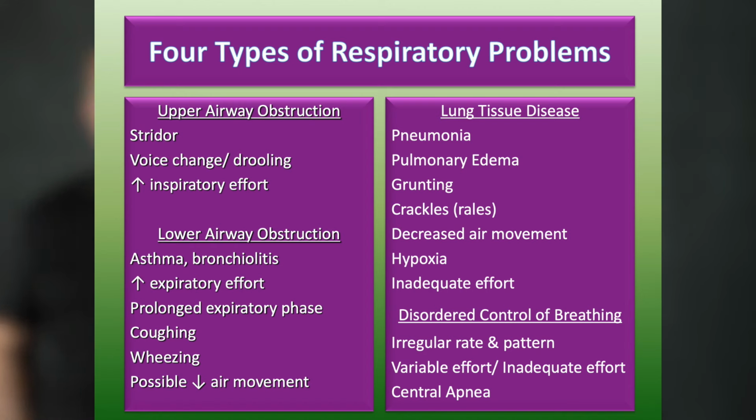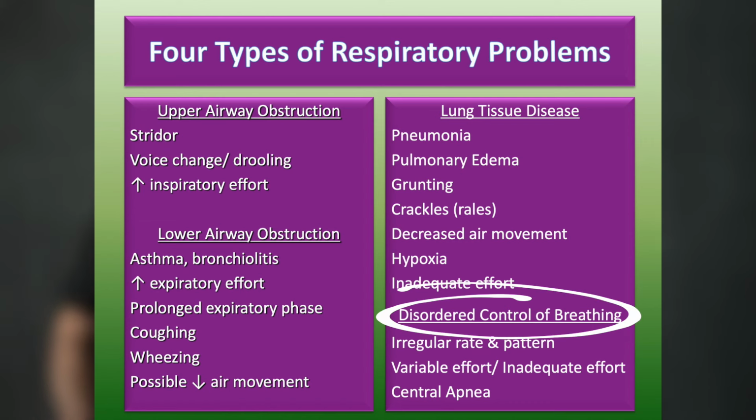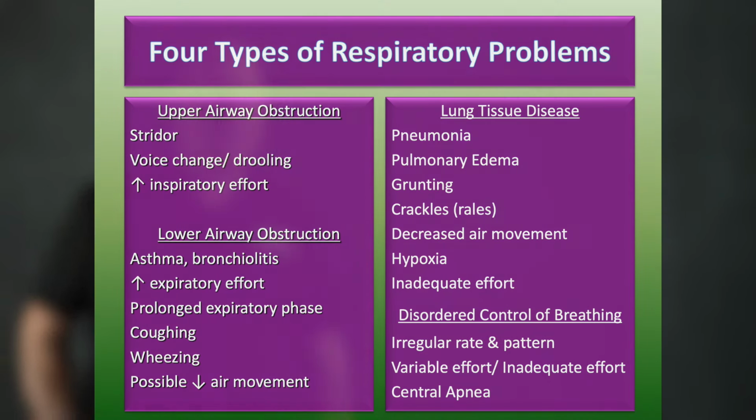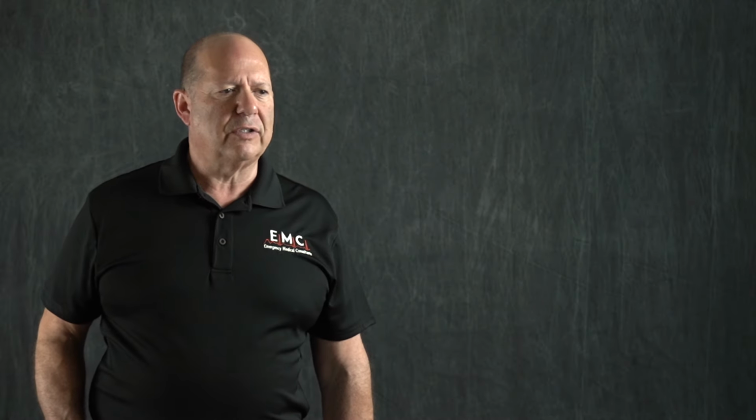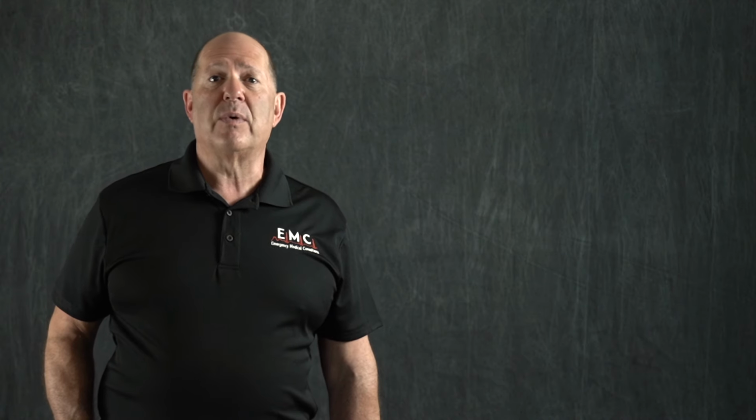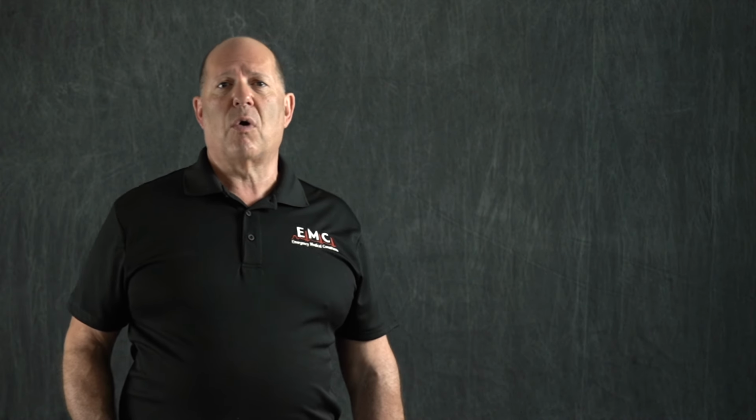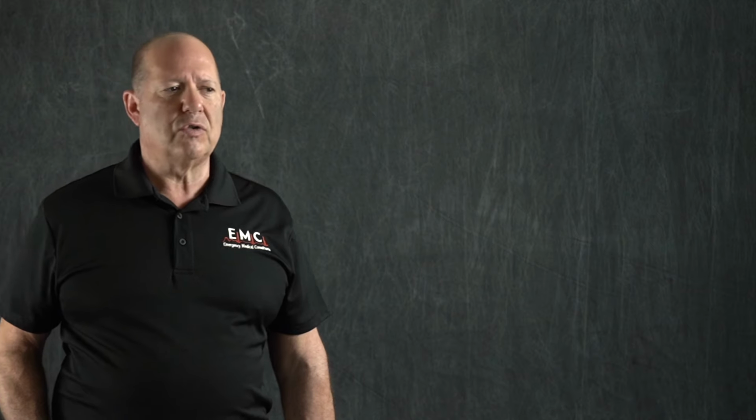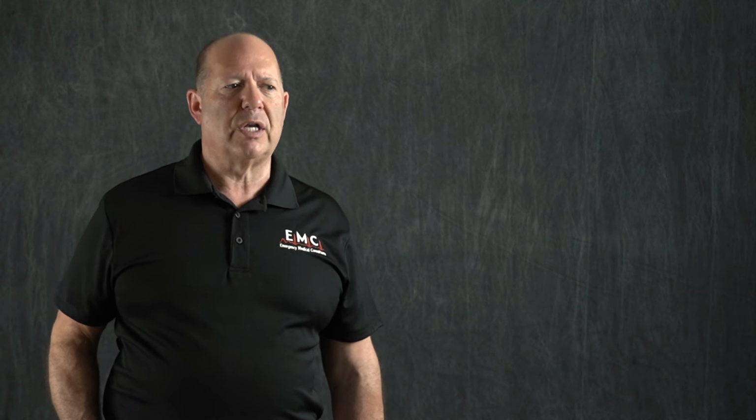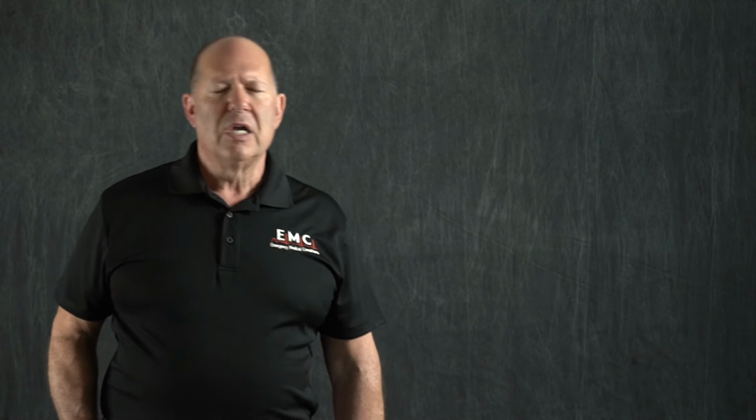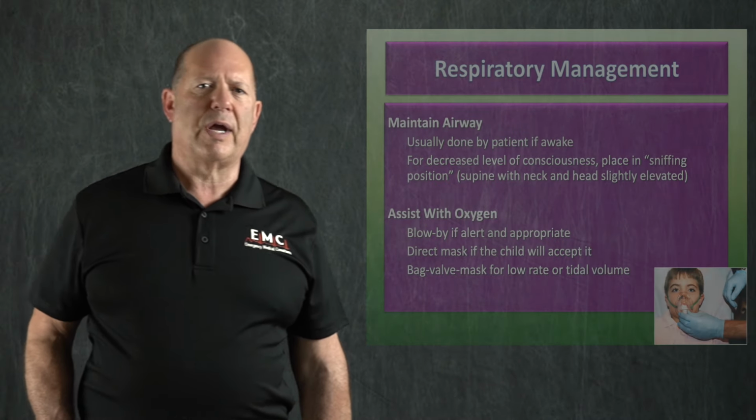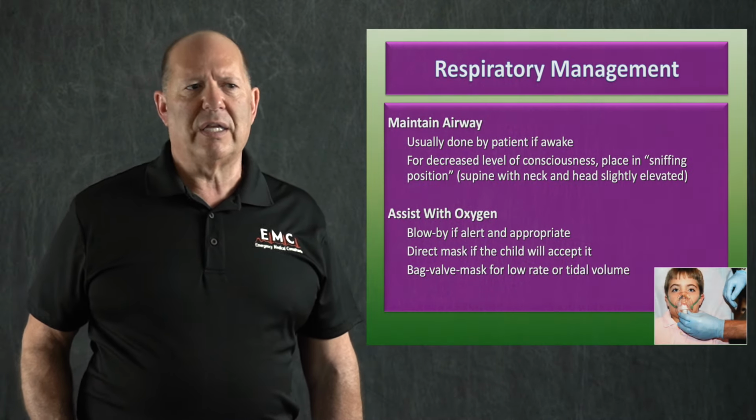And then the child who has a CNS dysfunction, whether it's from a disease, whether it's from an injury to the brain, whether it's from a seizure, or whether it's from a CNS depressant medication, has irregular rates, irregular patterns, inadequate effort, and periods of apnea. So that's disordered control of breathing that you might see in the patient who's got some type of brain disruption or dysfunction.